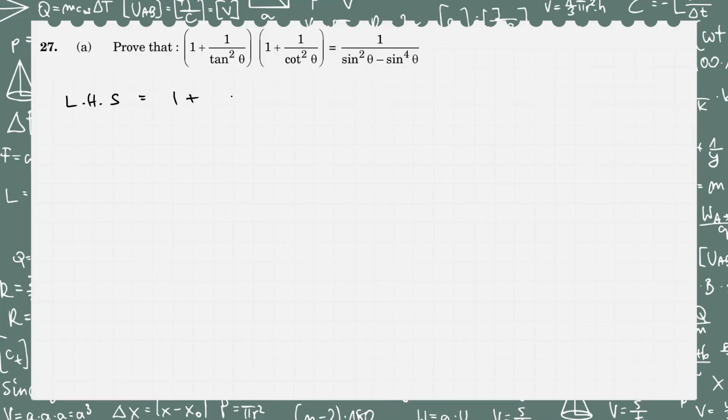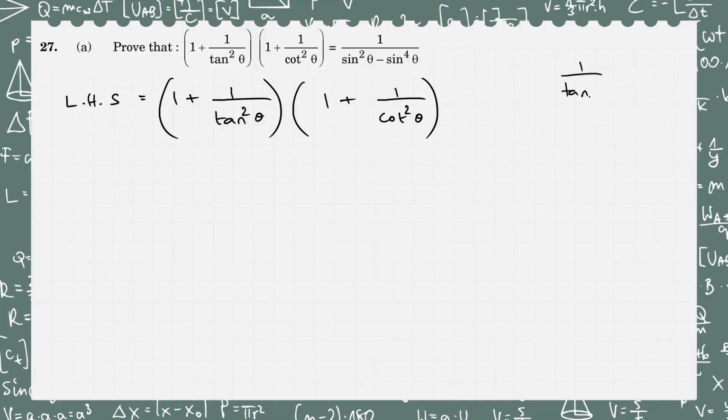LHS equal to 1 plus 1 by tan square theta multiplied by 1 plus 1 by cot square theta. Okay, and we know one thing here. 1 by tan theta is cot theta and 1 by cot theta is tan theta, right? And 1 by tan theta's whole square will be cot square theta, right? Respectively, we have to write it.